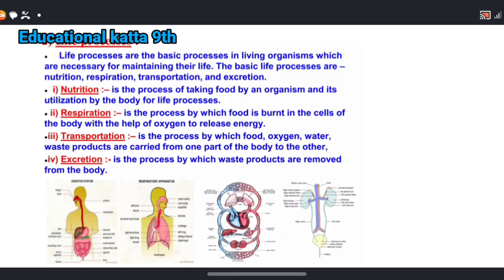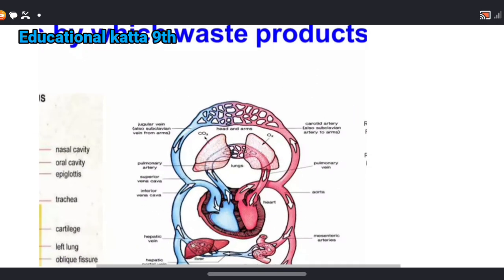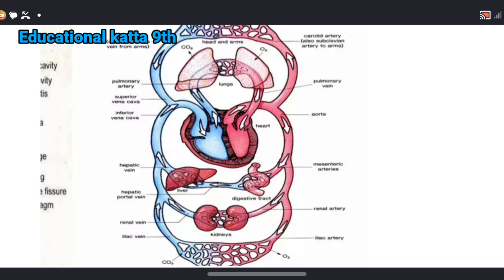Transportation, excretion, you can read this slide, I'm just skipping it for 30 seconds. You don't need to understand this right now because I have not completed the respiration or nutrition part fully. Okay, so just read all the things. You can go through these diagrams also.